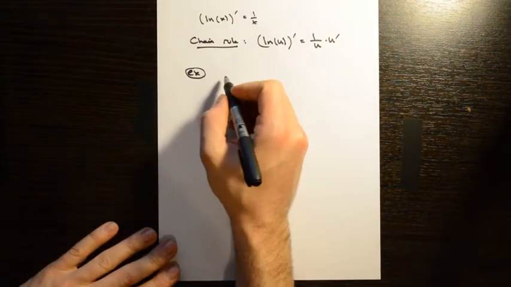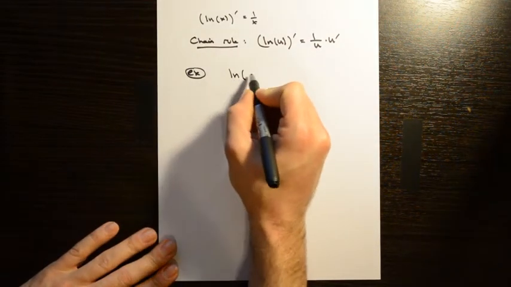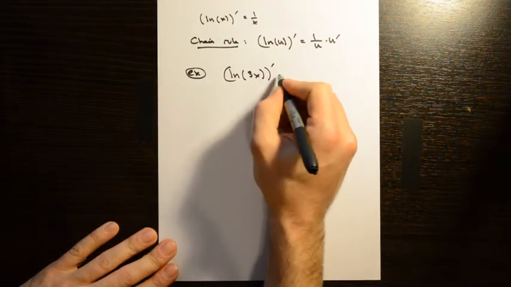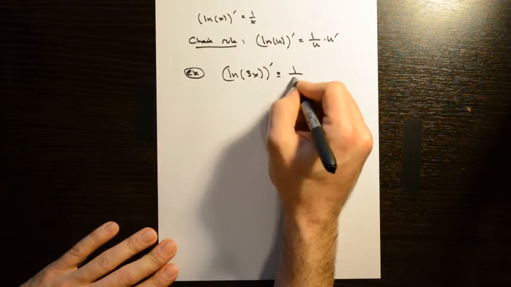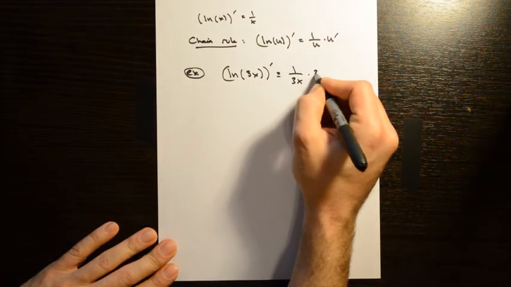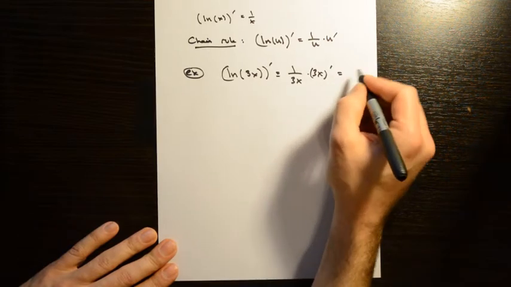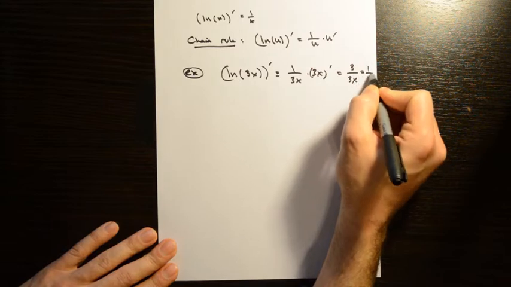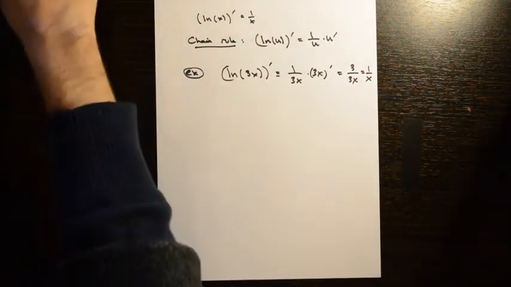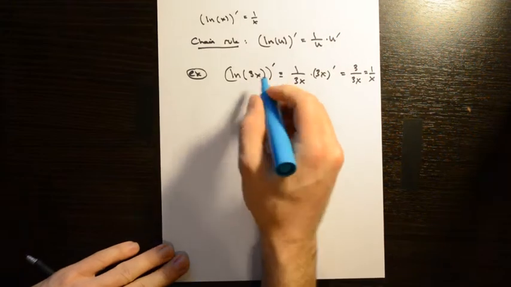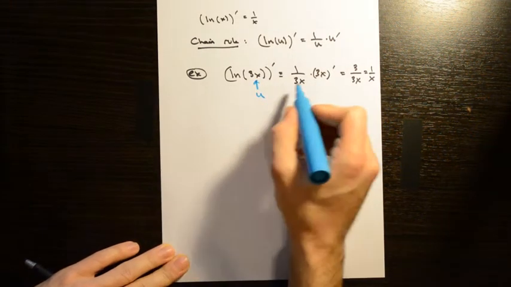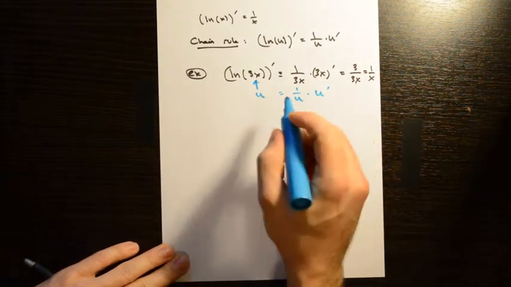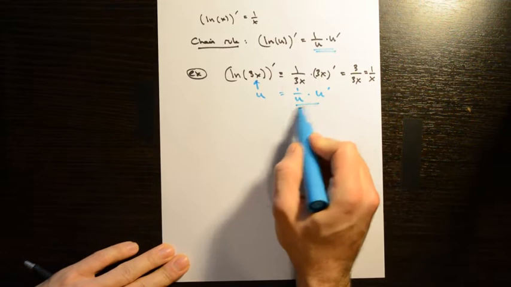The simplest example you can really do for this style problem is the natural log of a constant times x, say the natural log of 3x, and you want to take the derivative of this with respect to x. So it would be 1 over u times u prime, which is 3 over 3x, which is 1 over x. So notice in this problem that this is u, and this is 1 over u times u prime, exactly this rule right here.